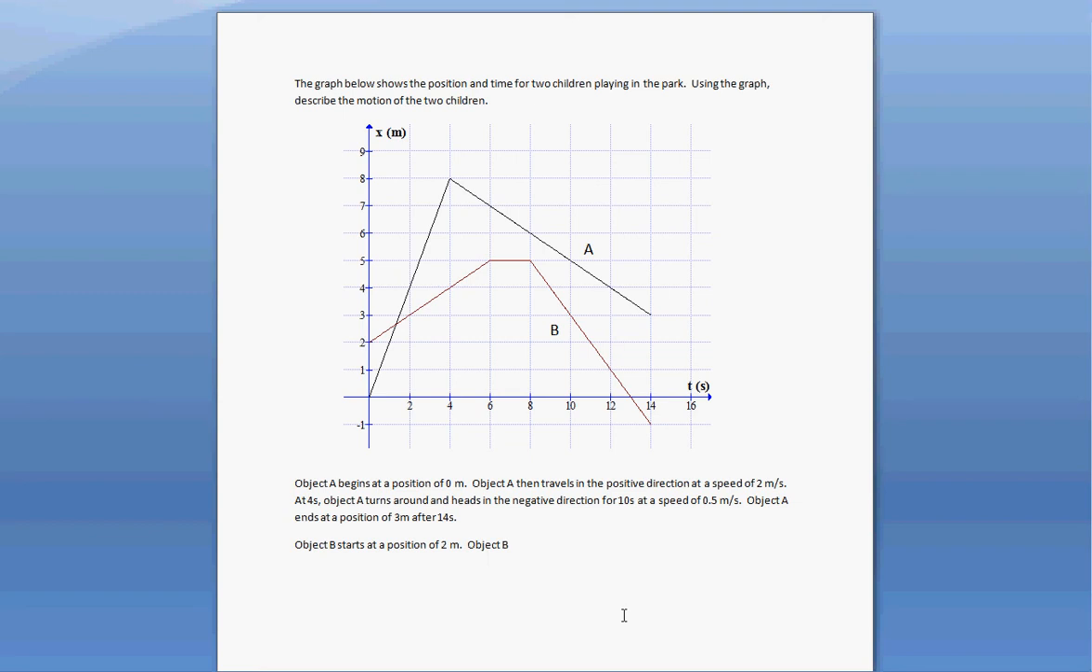Object B then travels in the, it's the positive direction again. Anything up is positive, down is negative. At a speed of, well, how fast are we going? So after 1 second, because here's 1 second here, we've gone from 2 to 2.5 meters. So that's half a meter per second.